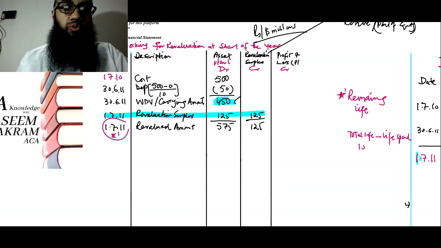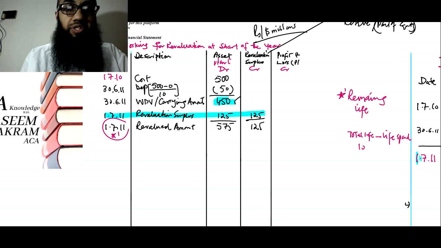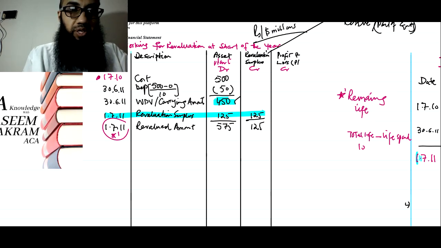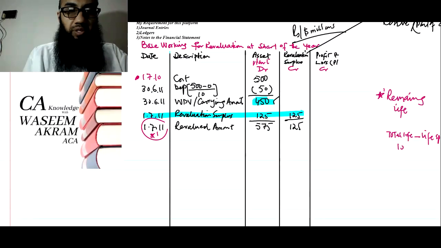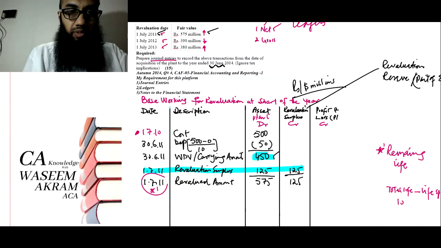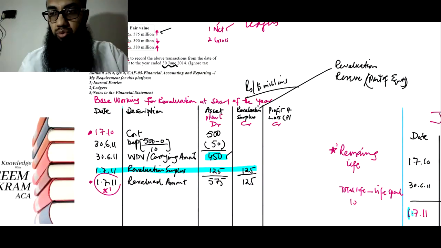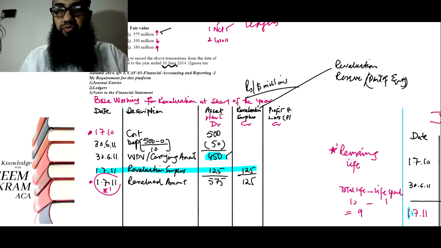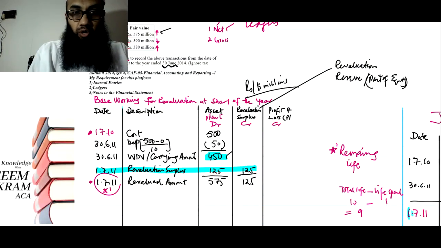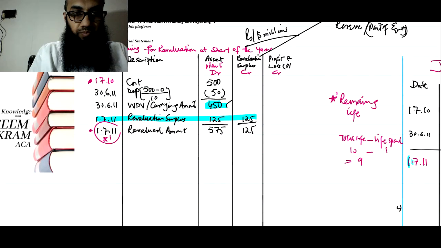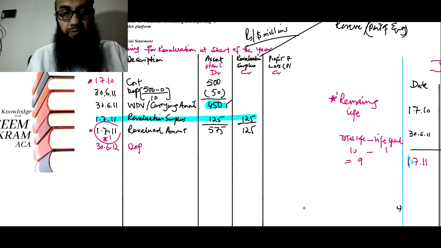How much life has been spent as of the revaluation date? It was purchased on 1st July 10, and by the revaluation time 1 year has passed. So your remaining life comes to 9. The remaining life is very important. On 30th June 12, you have to depreciate your revalued asset.